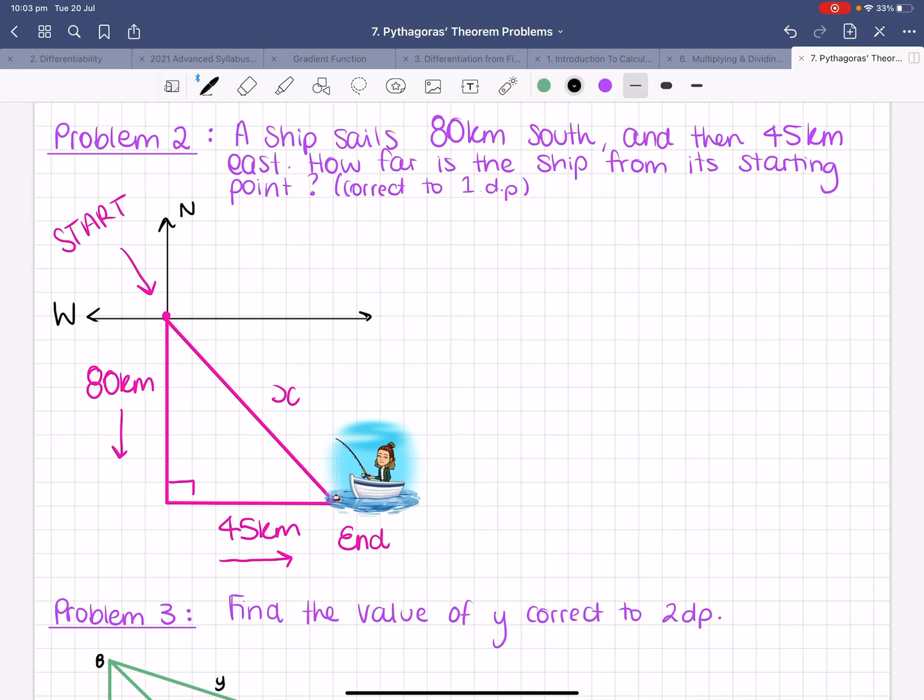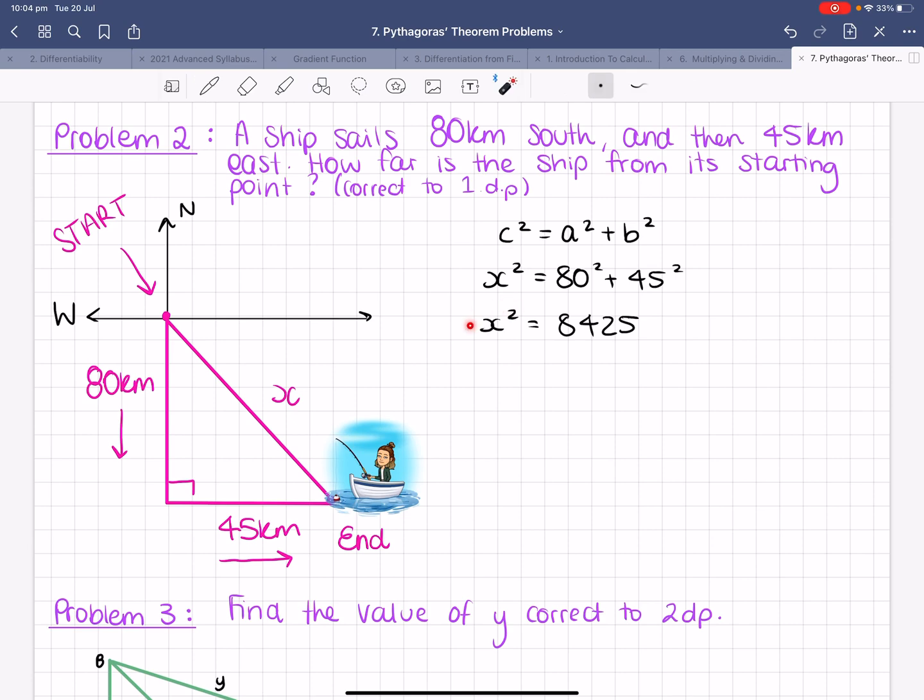So again, we're going to want to use Pythagoras' theorem, which is c squared equals a squared plus b squared, where c is equal to x. So x squared equals, remember it doesn't matter which is a or b, 80 kilometres squared plus 45 kilometres squared. Together, that creates 8,425, and that's x squared.